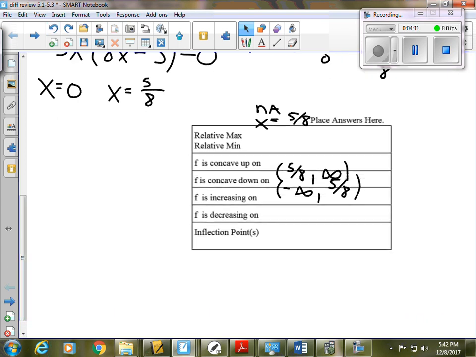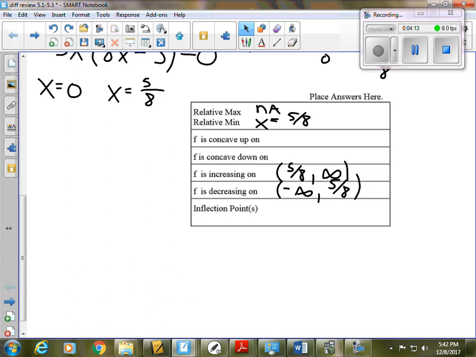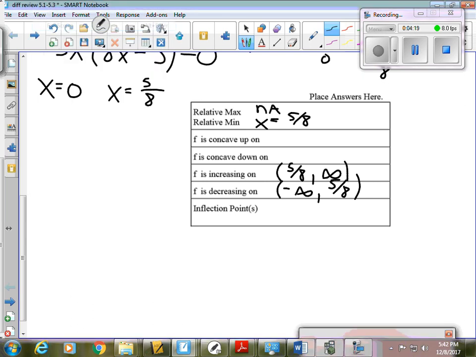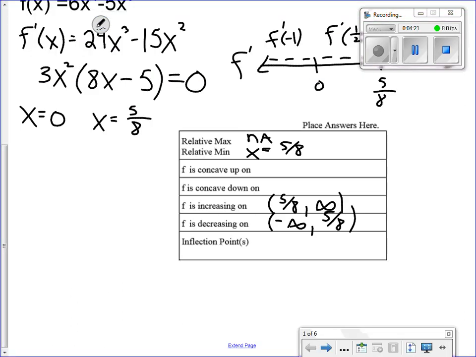So to fill out the information about the second derivative, we'll get the second derivative. I'll just go back to my full view. Okay, so to get the second derivative, you take the derivative of the first derivative, and so that would give us 72x squared minus 30x.